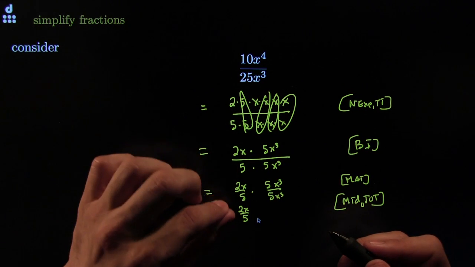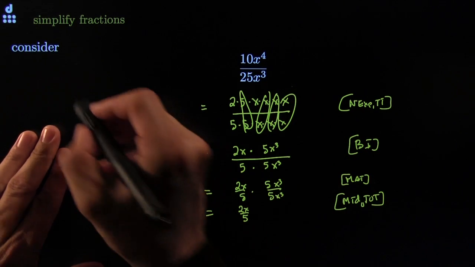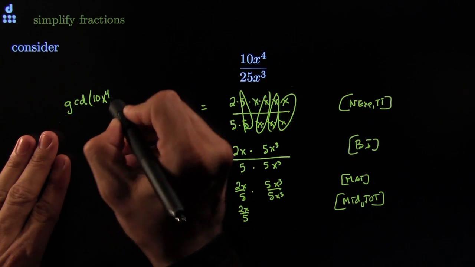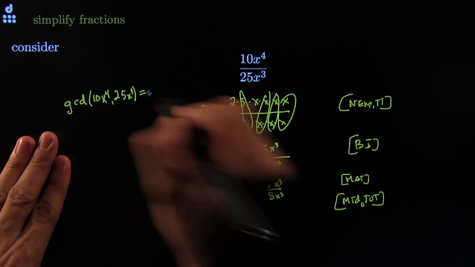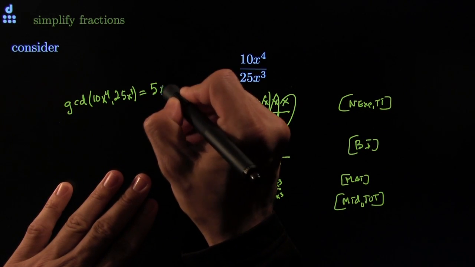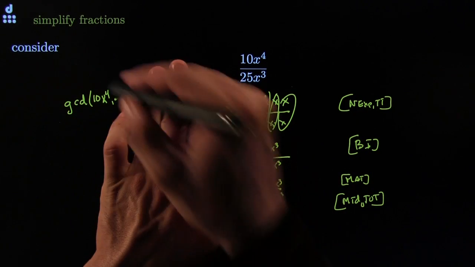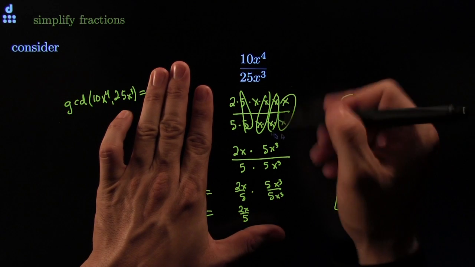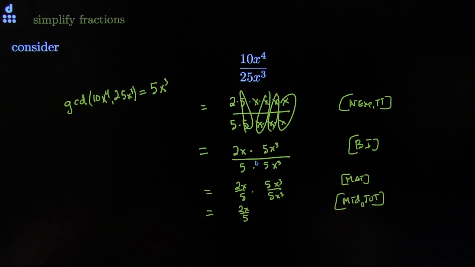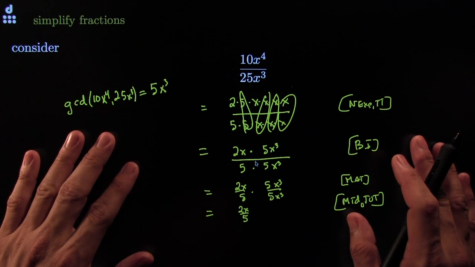So beautiful. And as a side bonus, I can also tell you what the GCD is between these ones. The GCD between 10x to the fourth, sorry, 25x to the third, is equal to the greatest common things that I canceled. The greatest common prime blocks that I could see were a 5 and 3 x's. That's the GCD. If you ever need to find the GCD between two items, put them as a fraction and see what you can cancel. And that would be one way to understand the GCD and to easily wrap your head around it. Okay? Powerful stuff. Let's see.